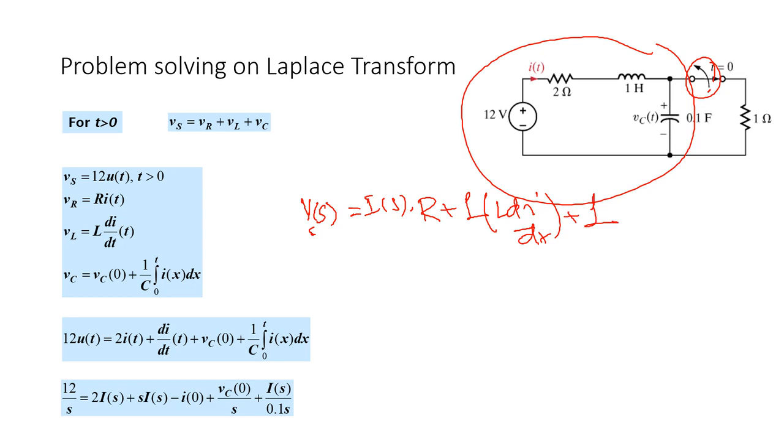The Laplace of 1 over c I dt. So this is our equation. It is right here. So V of s is 12. So 12 can be written as 12 by s because 12 is constant and its Laplace is 12 by s. After that, we will find the initial condition for this part and this part.